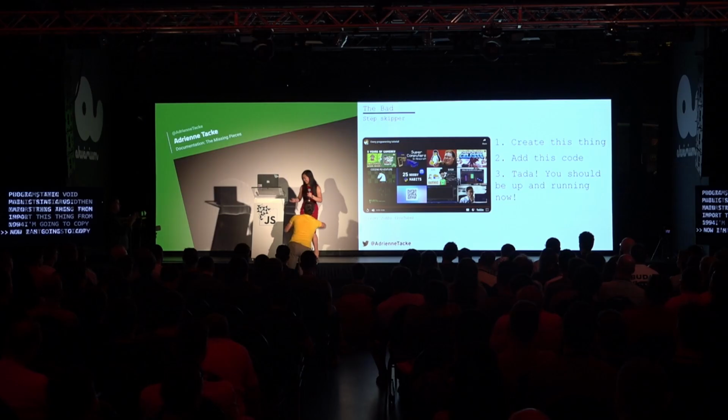How frustrating is it to go through a tutorial like that? It's always like that. It's create this thing, it's add this code, and ta-da, you should be up and running now. No, we need to make sure that we are super explicit about our steps.